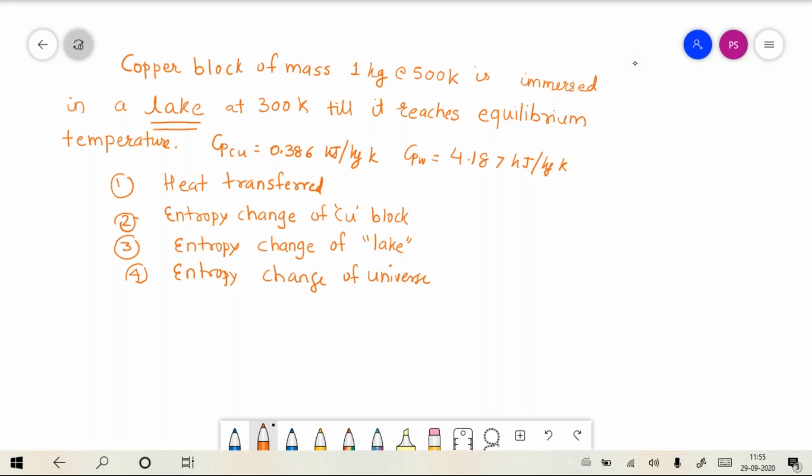Some students are quite fast, but I will be moving slowly. First thing is you need to calculate the entropy change of. Atharva and Vedanta got it correct.